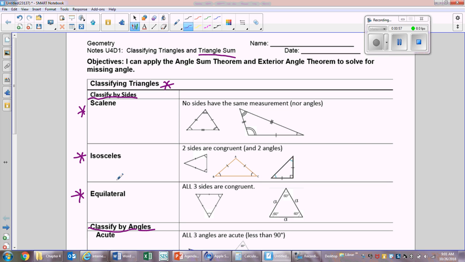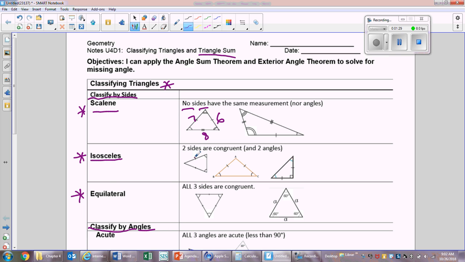I think most of you are familiar with equilateral triangles, but we just want to make sure everybody's on the same page. If a triangle is scalene, the definition is no sides have the same measure. That means each of the sides is going to be different. This can be 6, this can be 7, this can be 8. So when you have a triangle where none of the sides nor the angles are congruent, we call that a scalene triangle.